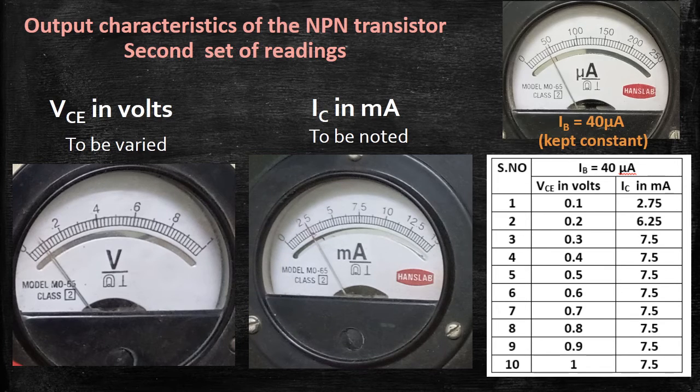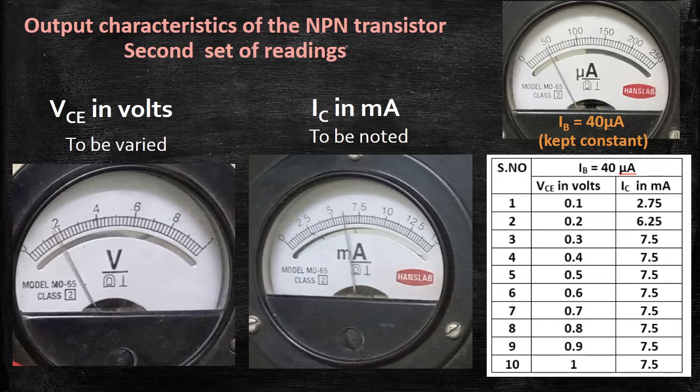Now it is increased from 0.1 to 0.2. Again you check the IB value. IB value should be kept constant at 40 microampere. Often you check the IB. That is very important. Now look at the reading here. Which division is coinciding in IC? 10, 20, 25. Are you clear? 25th division. 25 into 0.25 is 6.25.